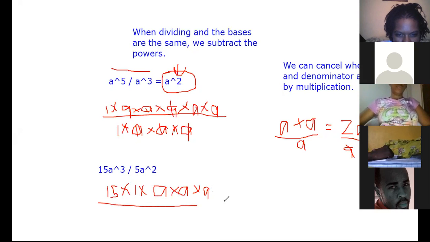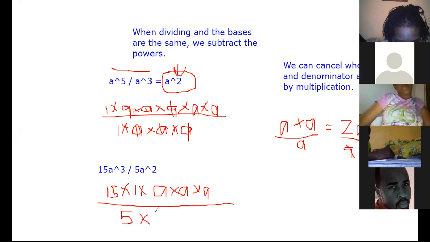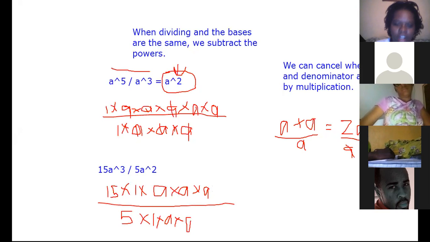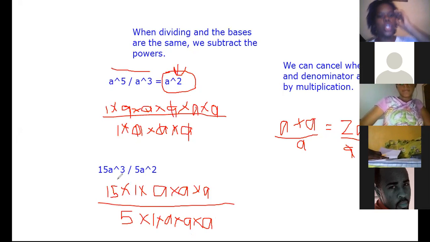And then on the bottom we have 5 times 1 times A times A. We're just doing the times 1 to emphasize that every number is multiplied by 1. Times A times A. You good with this? Yeah, I'm good. It's supposed to be 2A. Yeah, you have 3 A's. Oh, see there? Thank you.